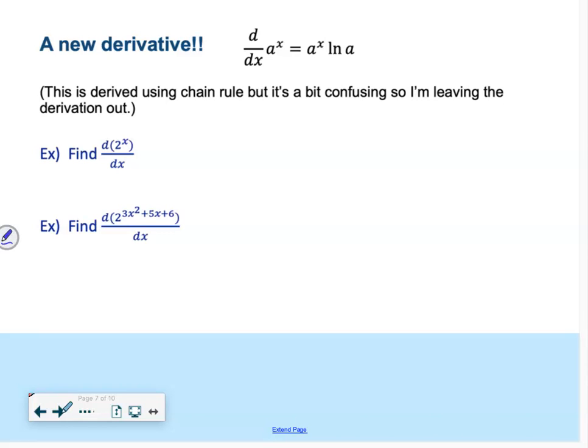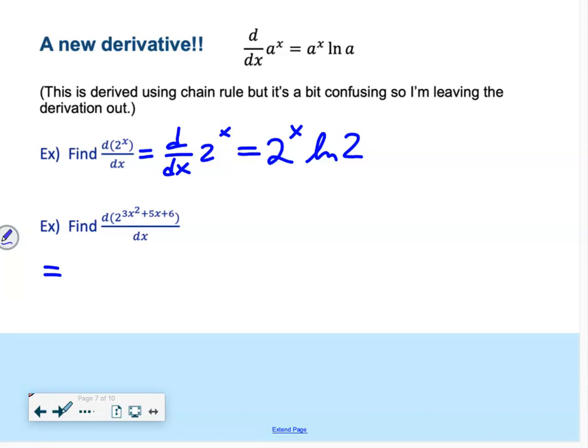All right, let's see if we understand this notation. d 2 to the x over dx is the same as d dx of 2 to the x. It's just fancy notation for the derivative of 2 to the x. What's the derivative of 2 to the x? Your a is 2, so you'd have 2 to the x ln 2. And then you just stop. There's nothing else you can do. You can't put those together. There's no simplifying to be had.